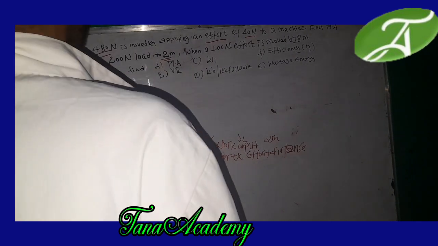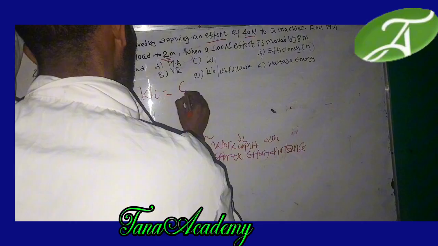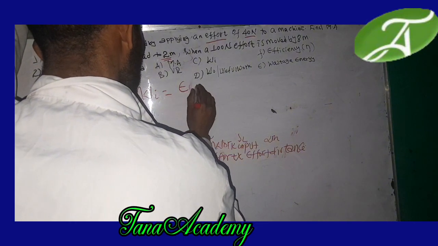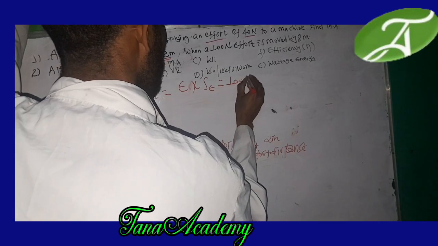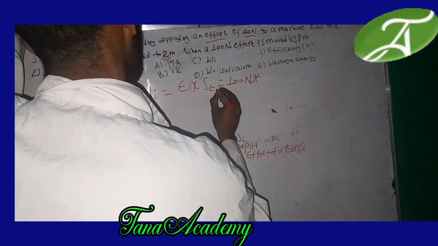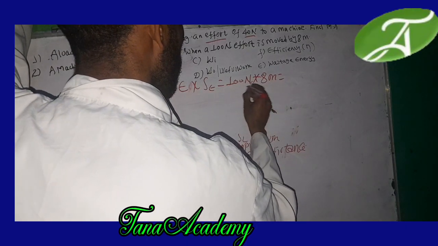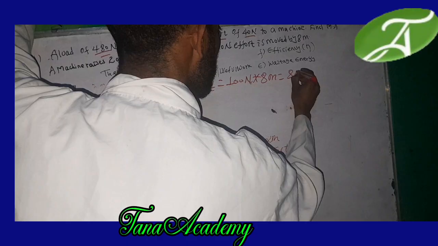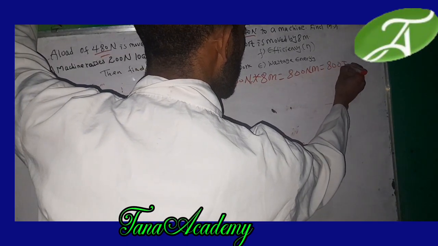Therefore, work input or input work is equal to effort times effort distance. Effort is 100 Newton times effort distance is 8 meter. 8 times 100, 800 Newton meter, or 800 joule.